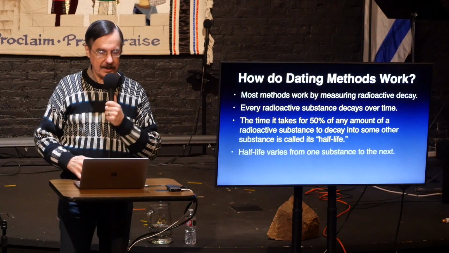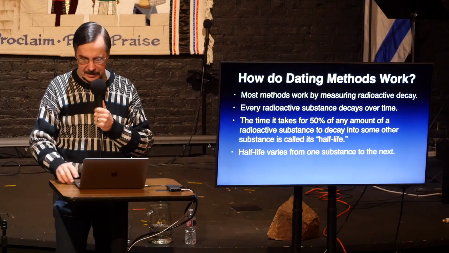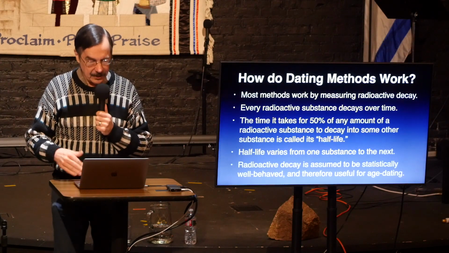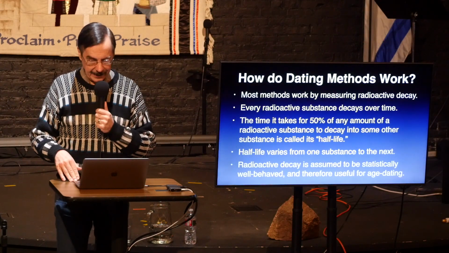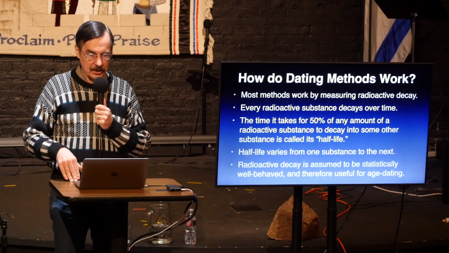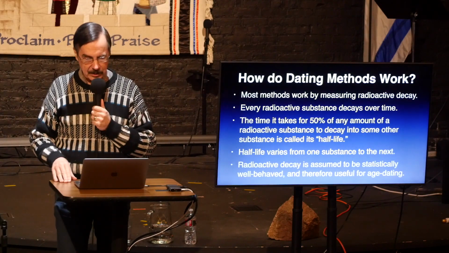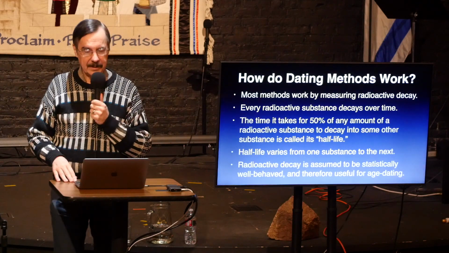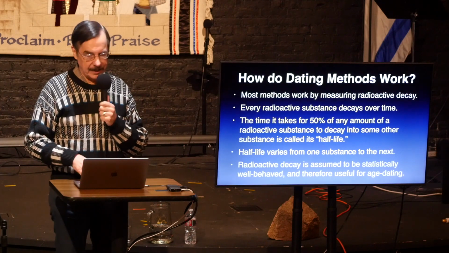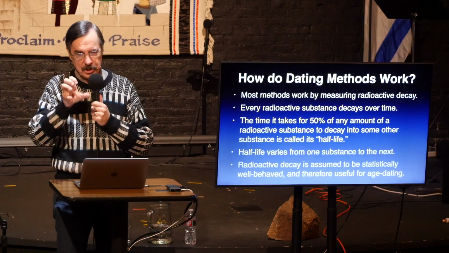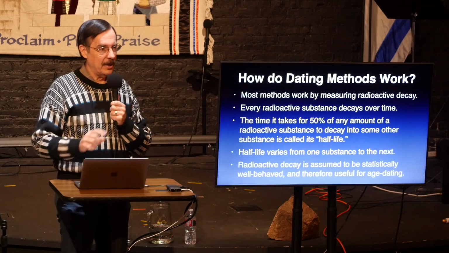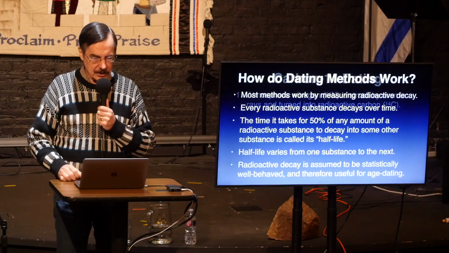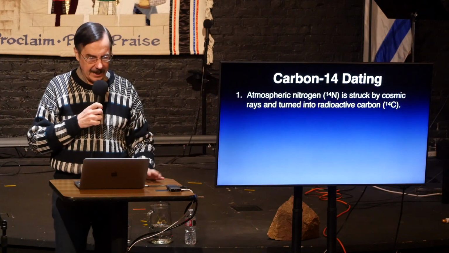And the half-life varies from one radioactive substance to the next. Radioactive decay is assumed to be statistically well-behaved and therefore useful for age dating, for estimating the age. So, like I showed a couple slides ago, there are quite a few different ways of doing radiometric dating, radioactive measurement dating. But we'll talk about carbon-14 because that seems to get a lot of press. Let's look into it. So how does it work? Carbon-14 dating, how does it work?